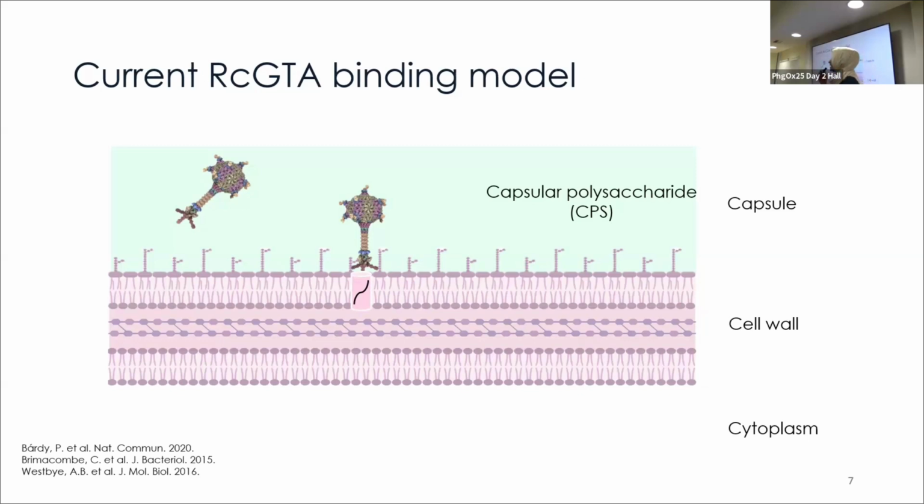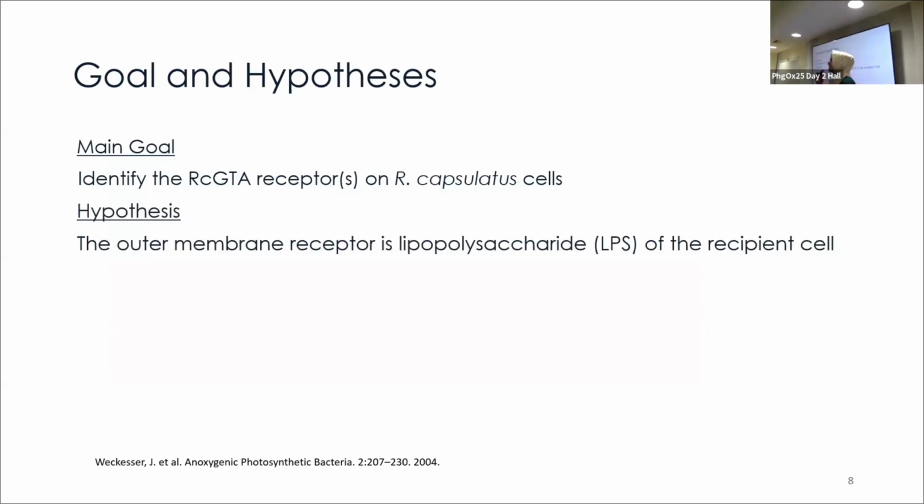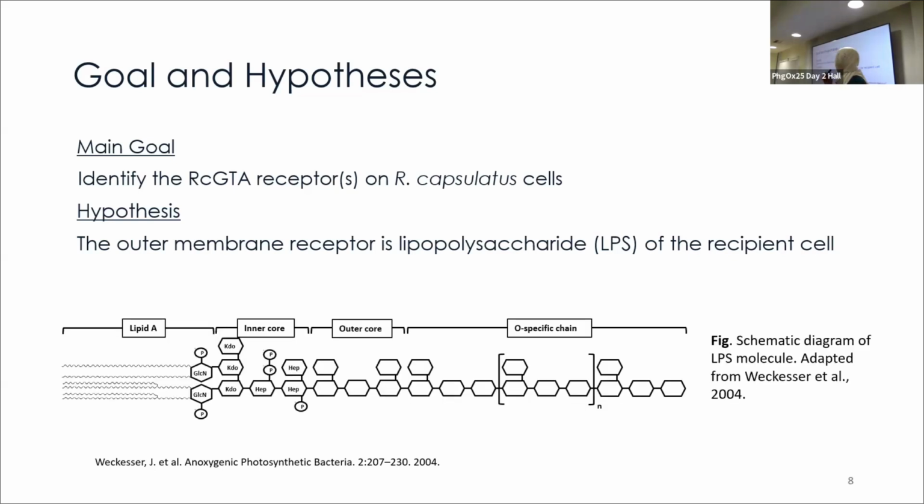And the DNA is released into the periplasm, and after that, it's factors within the cell that are responsible for homologous recombination of this piece of DNA and expression of it. The main goal of my project is to identify the receptors on Rhodobacter capsulatus cells, the RcGTA receptors. And I hypothesized that this outer membrane receptor is the lipopolysaccharide, or LPS, of these gram-negative Rhodobacter capsulatus recipient cells.